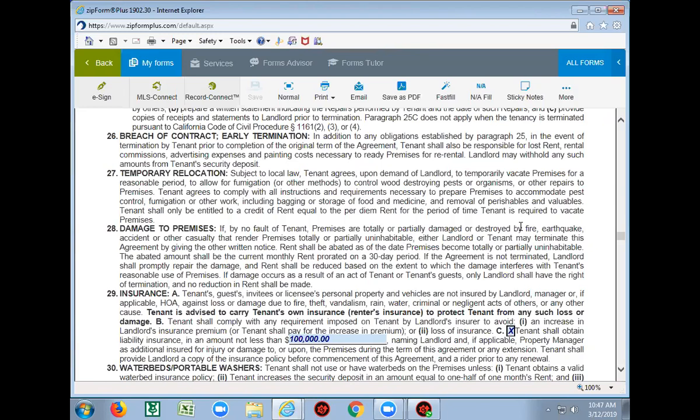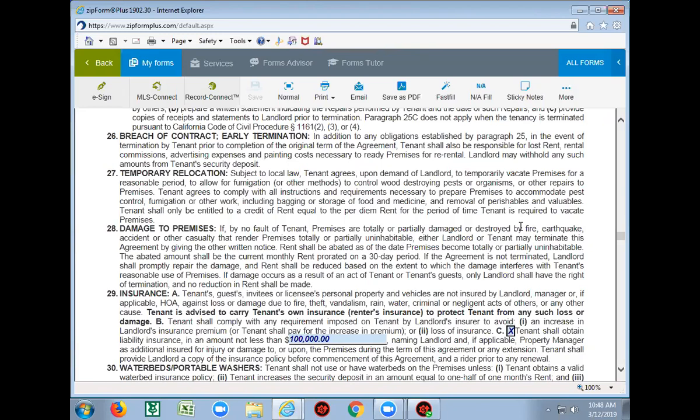Temporary relocation. Subject to the local law, tenant agrees, upon demand of the landlord, to temporarily vacate the premises for a reasonable period to allow a fumigation. That's like the termite. You're going to have to cover it up. Okay, fumigation, or other method to control or destroy pests and organisms, and other repair to premises. Tenant agrees to comply with all instructions and requirements necessary to prepare the premises to accommodate pest control, fumigation, or other work, including bagging, storage, the food, medicine, remove all perishables and valuables.